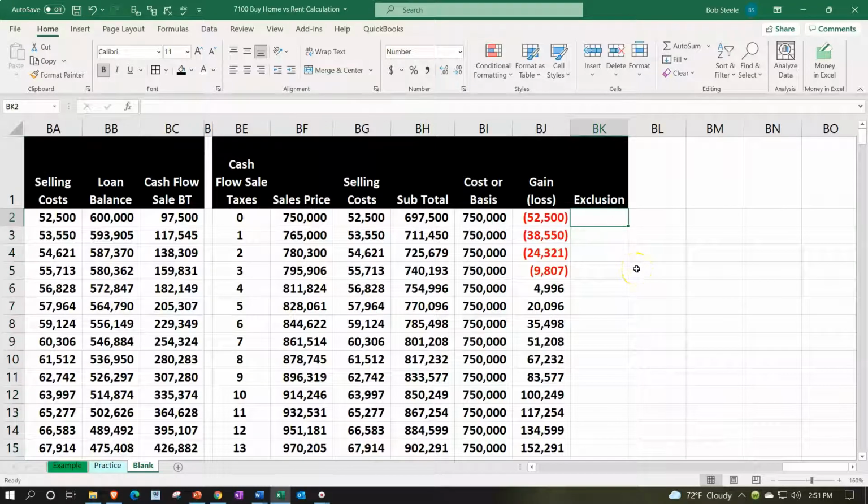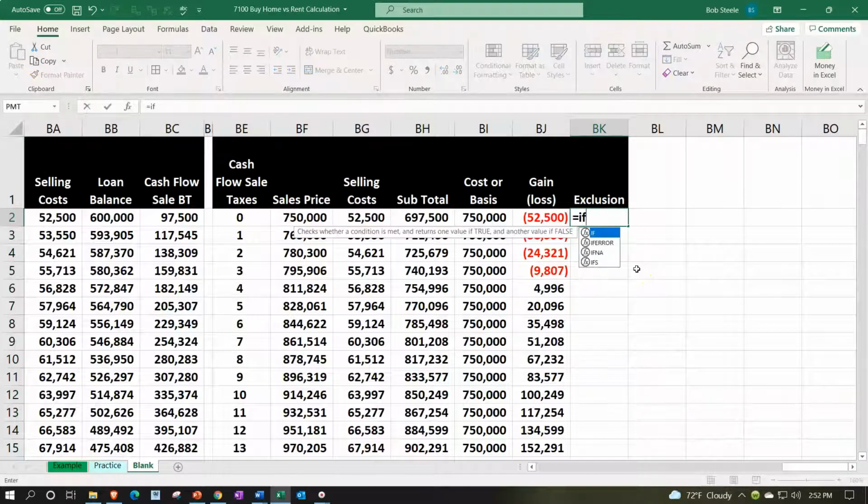All right, let's try this. We're going to say equals IF, open bracket, logic function.